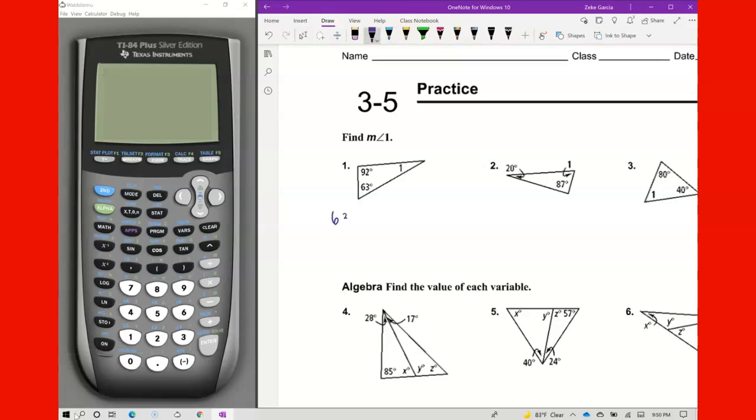We have one angle that is 63. We have another angle that is 92, plus we're missing the measurement of angle 1, and we know that the sum is equal to 180. So we're going to add 63 plus 92, and that gives you 155 degrees plus the measurement of angle 1 equals 180. We're going to subtract 155 from both sides. And so we know that the measurement of angle 1 is equal to 180 minus 155, which gives you 25 degrees.